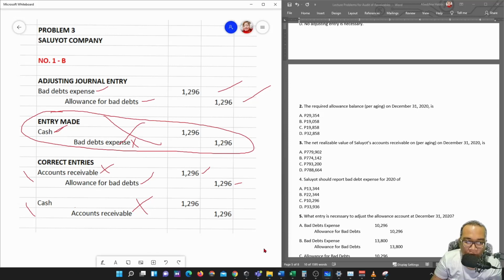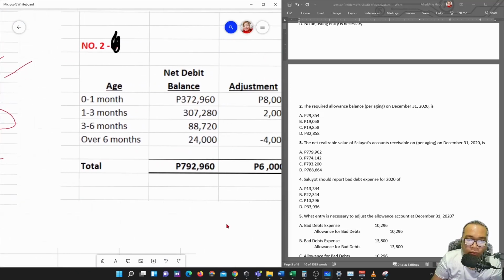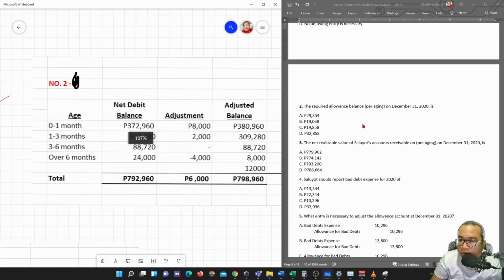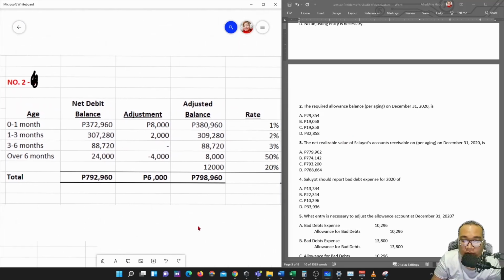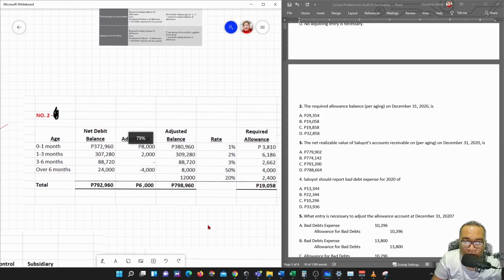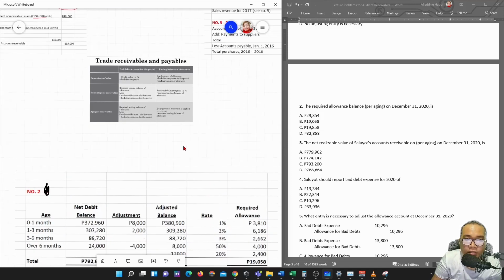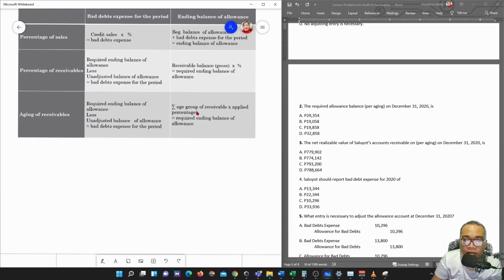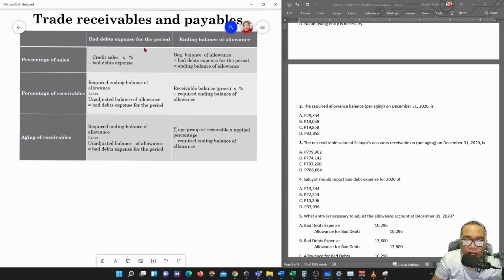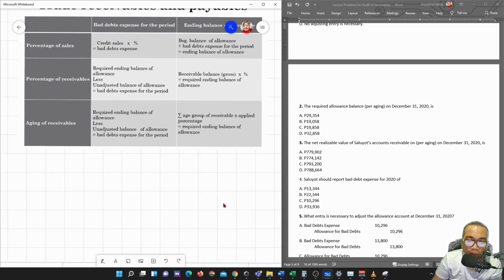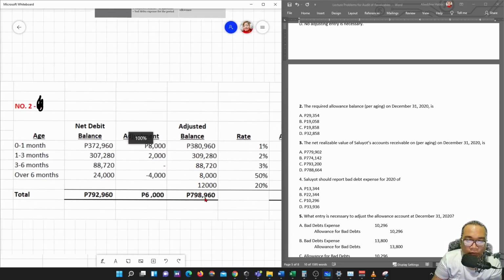So, let's go to number 2. So, sa number 2, the required balance or allowance balance per aging. So, mag-aging of receivables tayo dito. Sakto. So, sa aging of receivables, ito yun, summation para malaman yung ending balance and para malaman yung bad debt expense for the period. Yeah. Ito. So, zoom out.